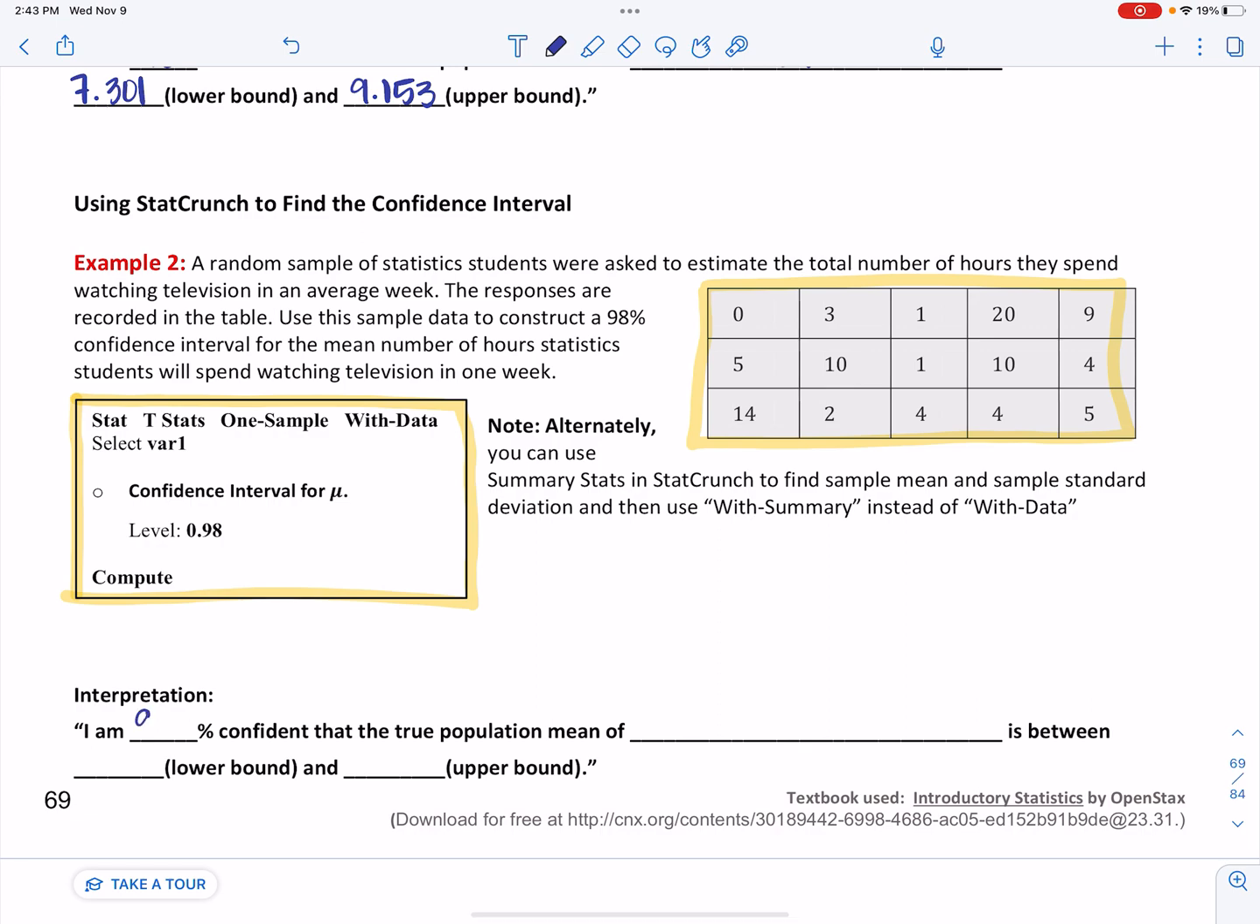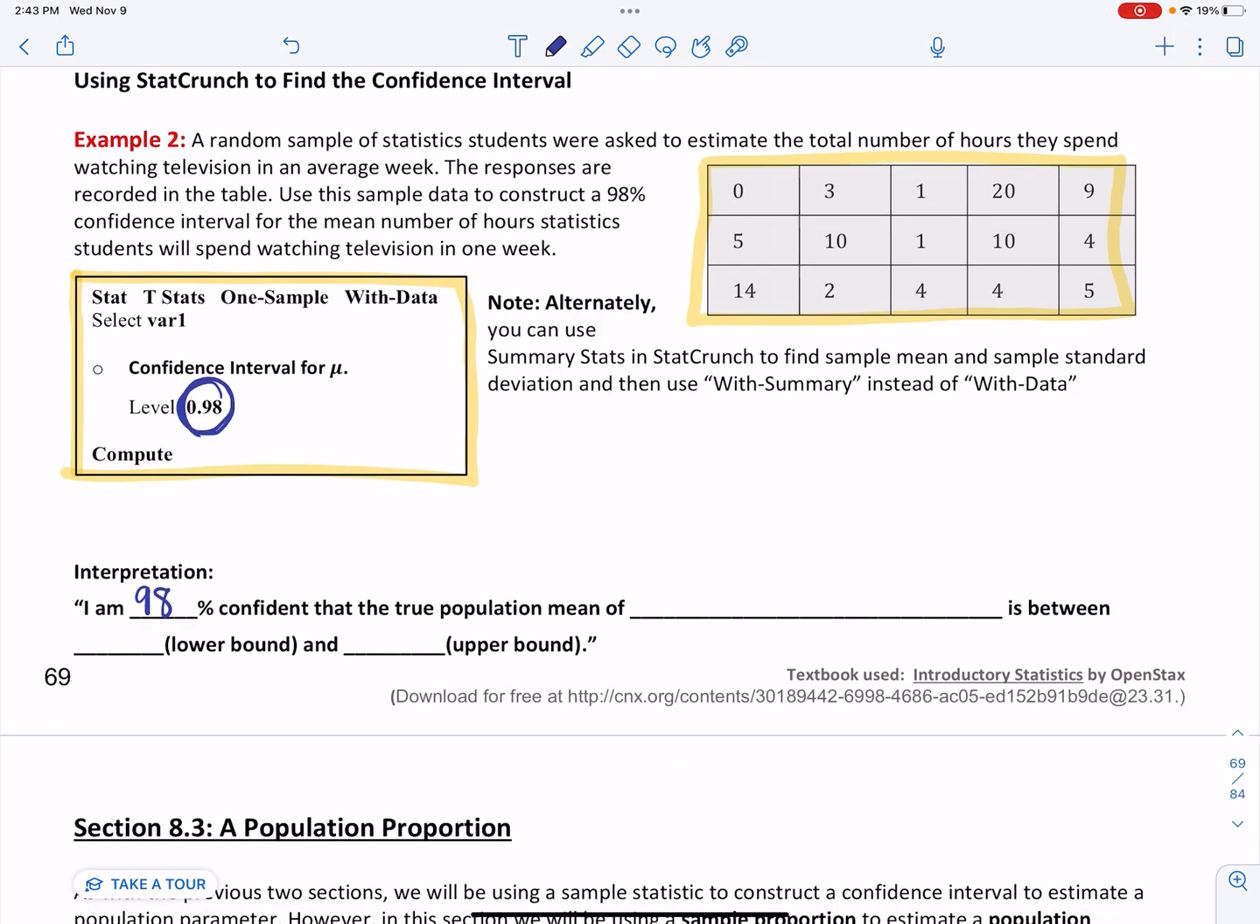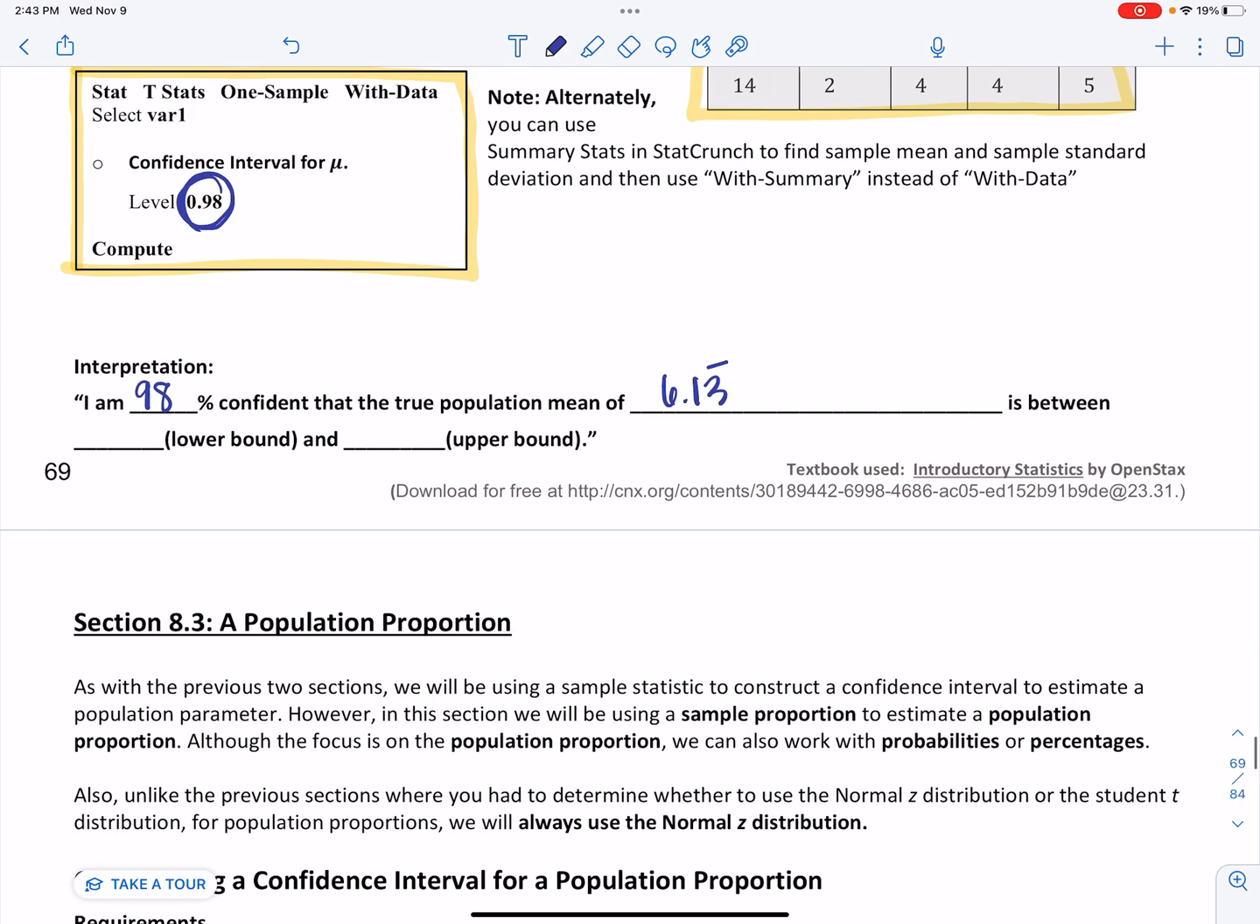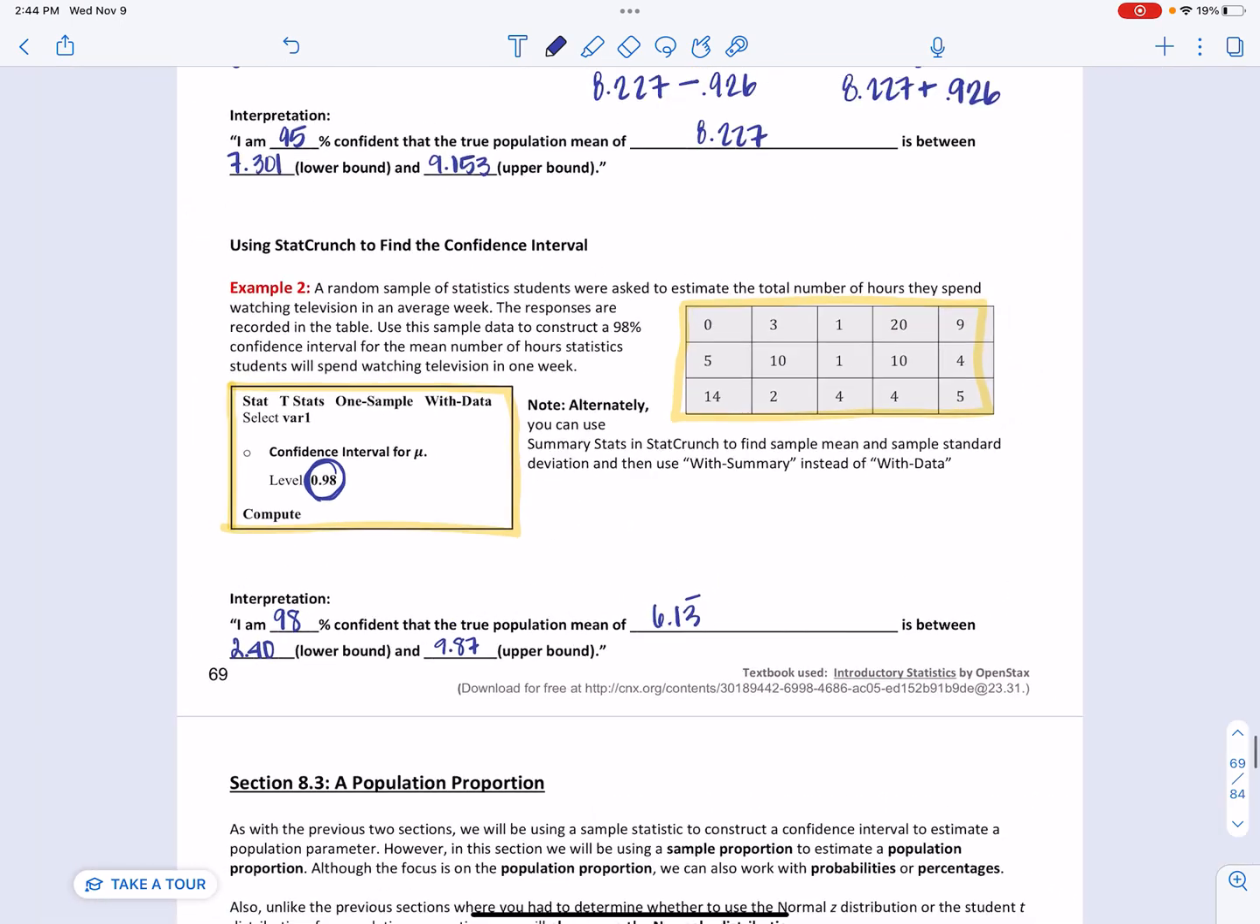We know that we are going to be 98% confident. That's why we're putting a 0.98 in our level in StatCrunch. We get a true population mean of 6.13, repeating. And it is between 2.40 for the lower bound and 9.87 for the upper bound. And all of that can be calculated using StatCrunch.